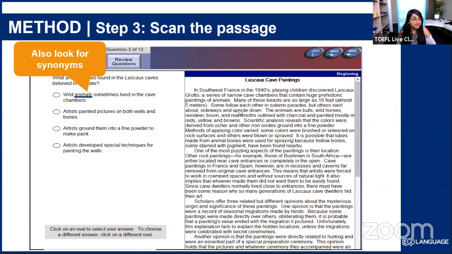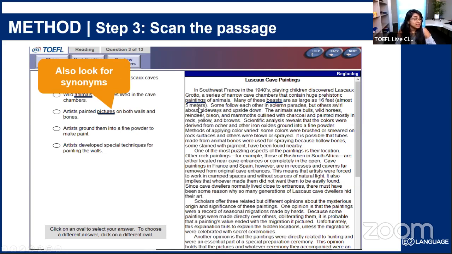So if you look for synonyms, you'll find this word beasts. Beasts means the same thing as animals. So they're synonyms. We've got pictures here, but we weren't able to find pictures. But what we can find is paintings. In the passage, we can find paintings, which is essentially the same thing in this context. And special techniques. We couldn't find this either.